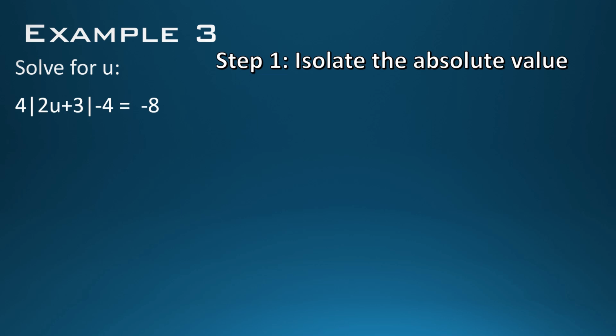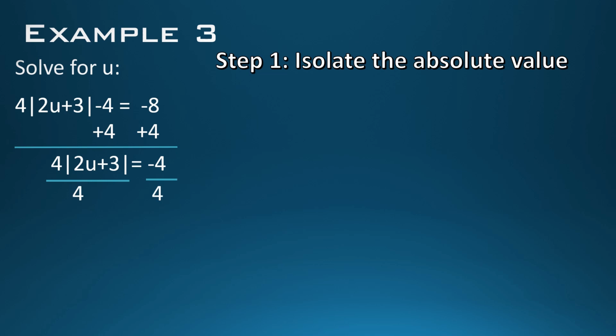The first thing we have to do is add 4 to both sides. That will leave us with 4 times the absolute value of 2u plus 3 equal to negative 4. Then we're going to divide by 4 on both sides to get the absolute value all by itself. So now we have the absolute value of 2u plus 3 equal to negative 1.